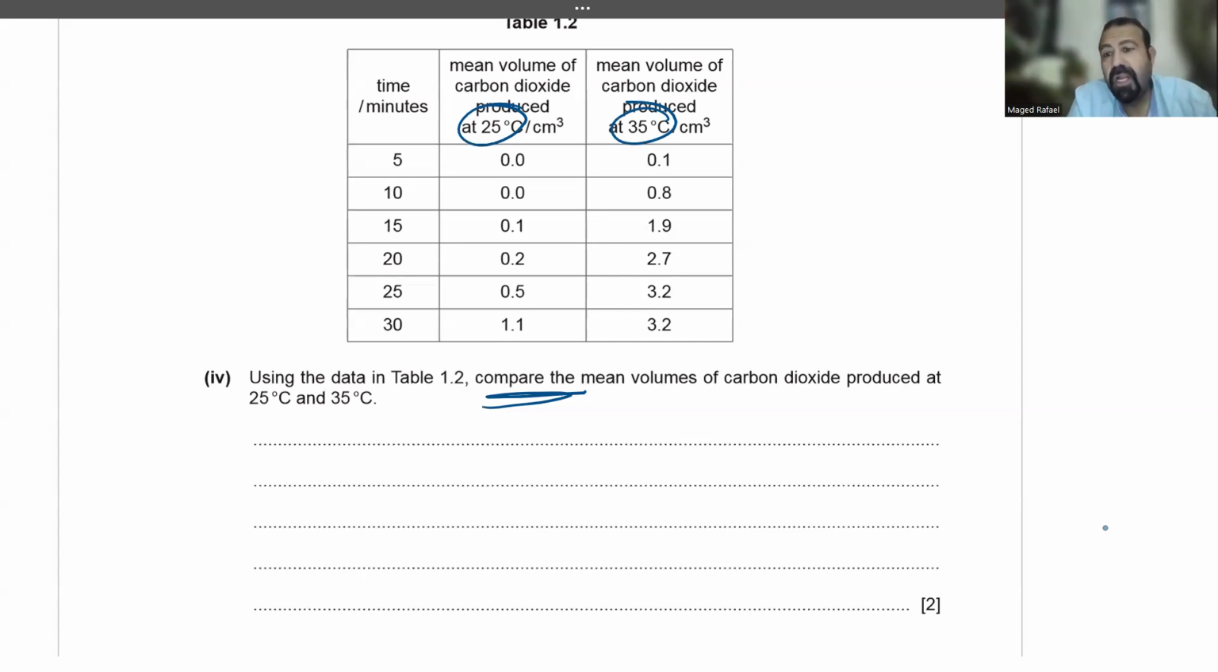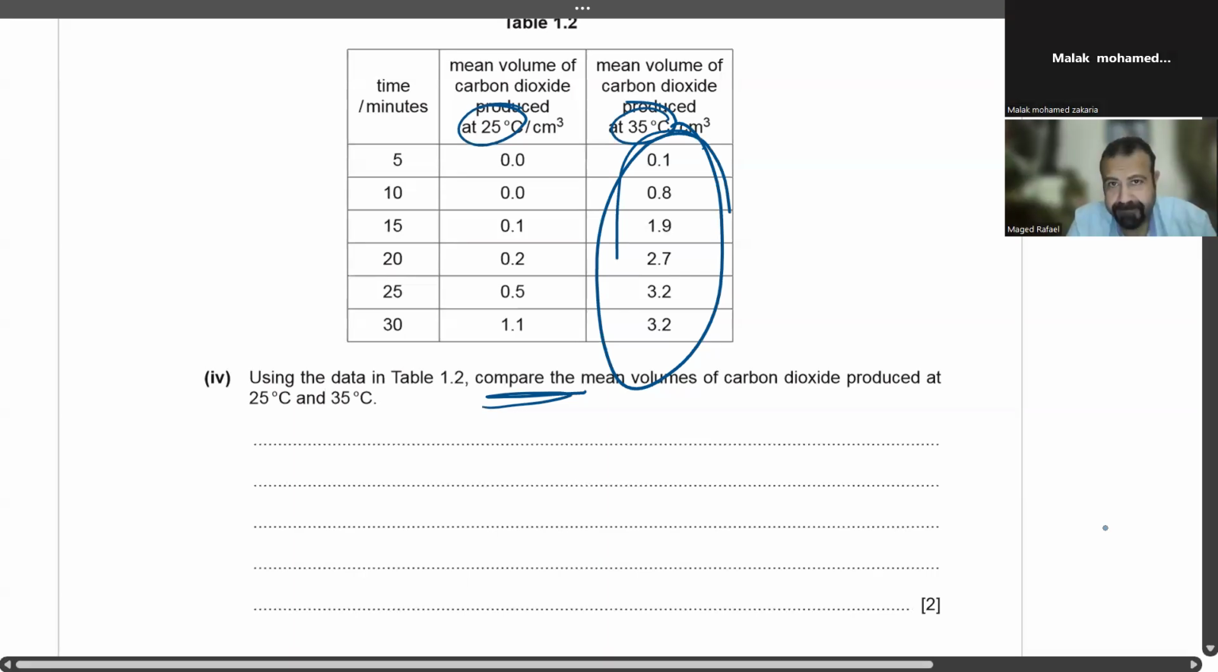How could we write a comparison? Overall, Yareem, carbon dioxide produced at 35 is more than the carbon dioxide produced at 25 or not? And this is a comparison point or not? Definitely yes. So we can say in overall, the amount of carbon dioxide produced at 35 degrees Celsius per cubic centimeter is more than 25 degree. This is a point. What else? Yes, Malak.